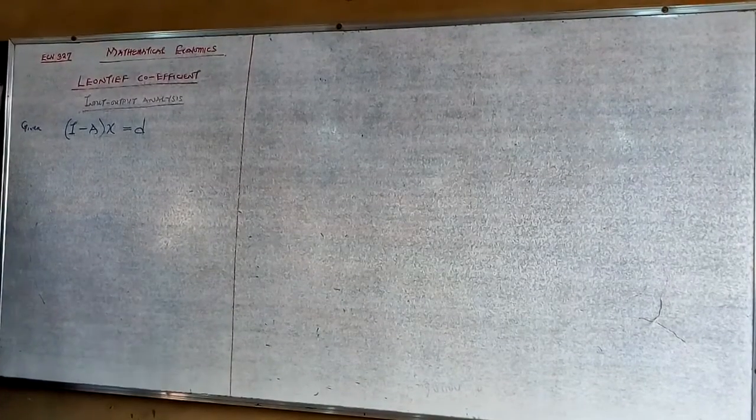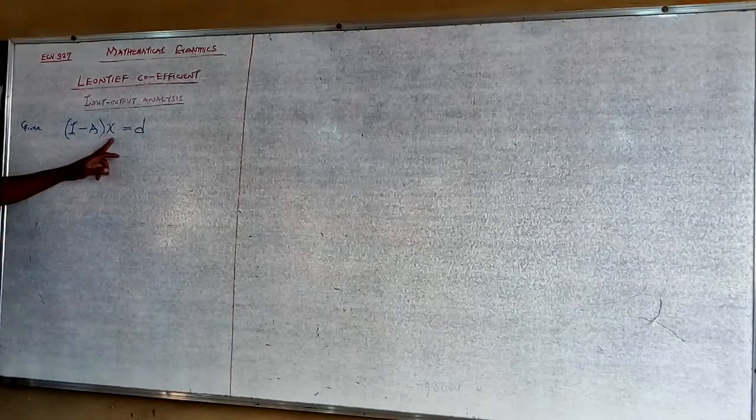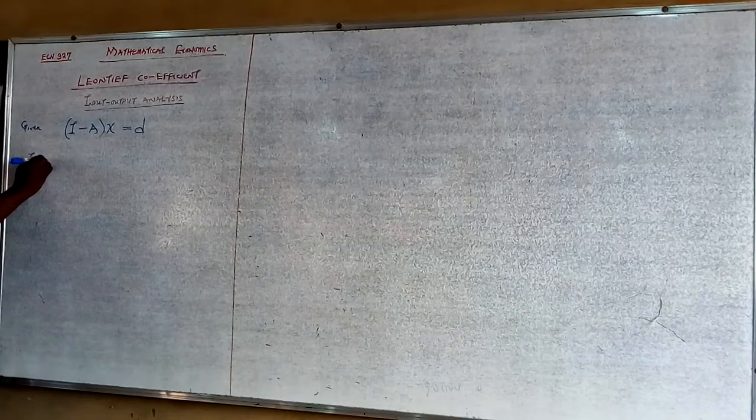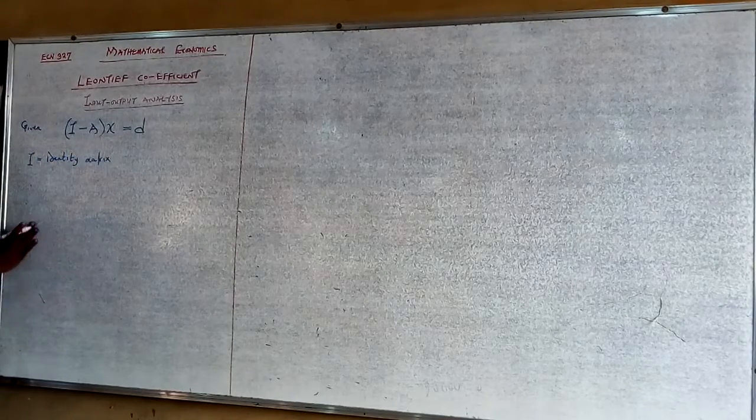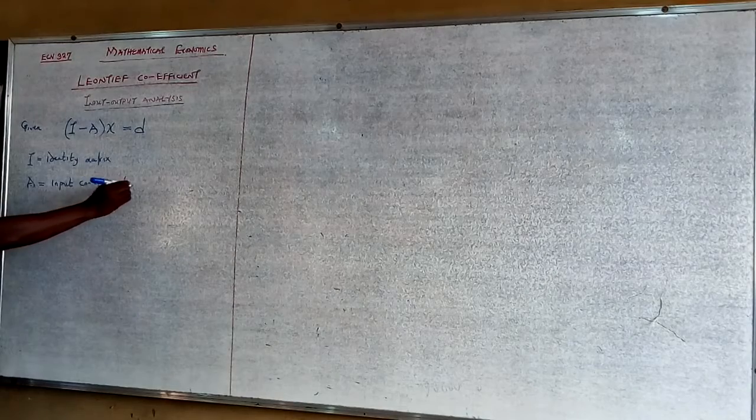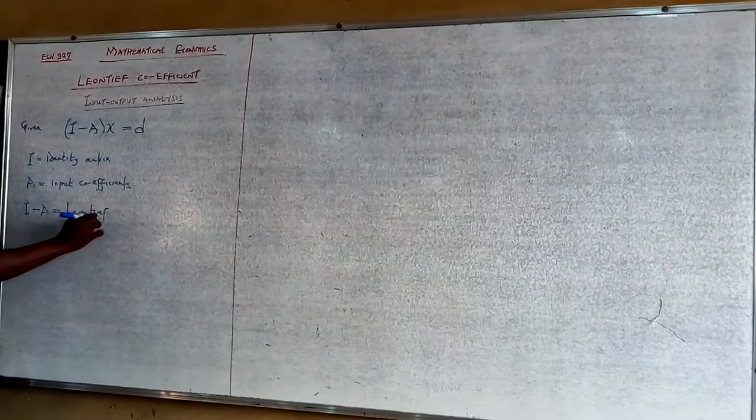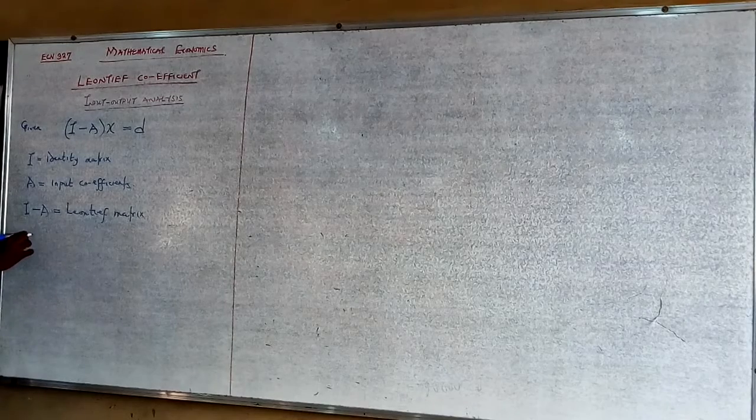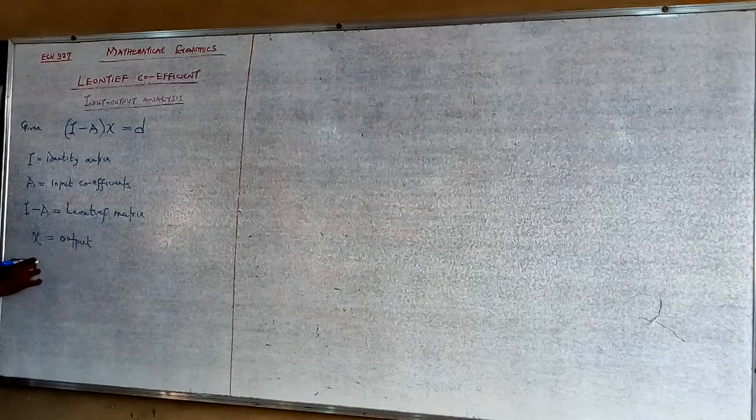Hello. The general equation of Leontief coefficient is this. I need your attention. So it's (I minus A) times X equals D, where I is the identity matrix. Then A is the coefficients. I minus A is the Leontief matrix. Then X is the output and D is demand.